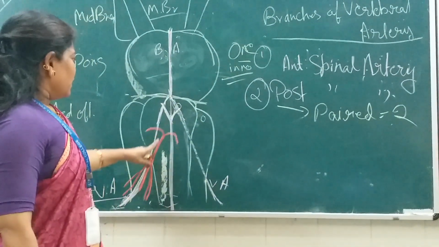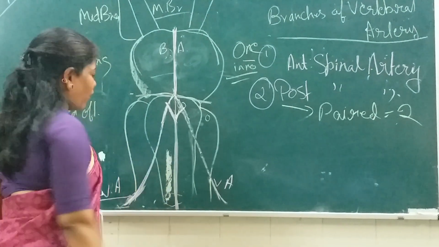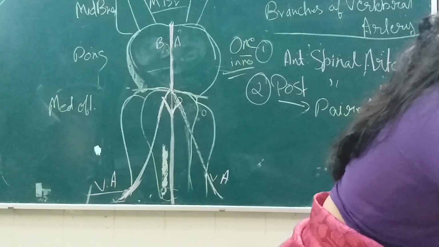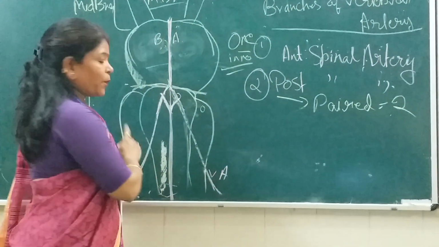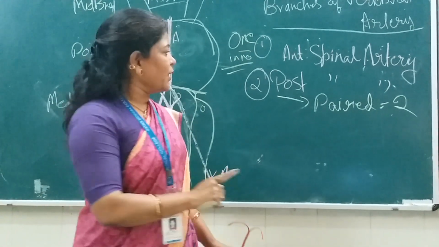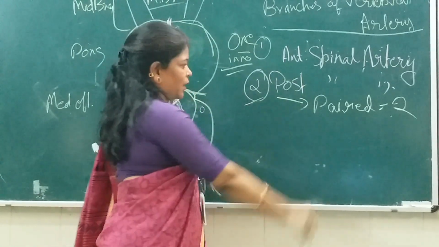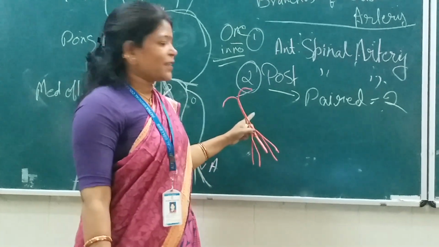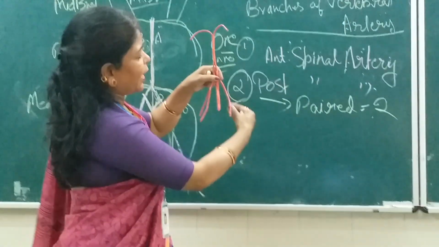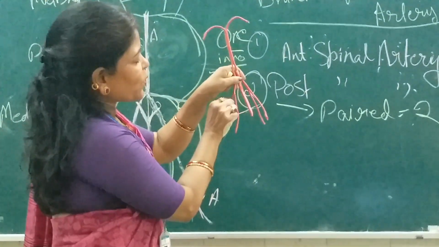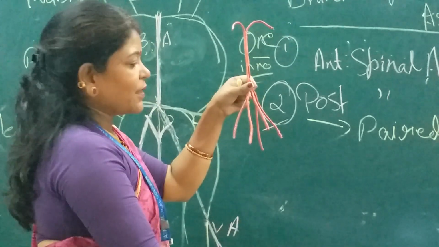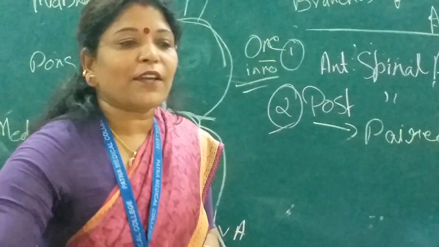Now, once the anterior spinal artery has been formed, then comes what? The posterior spinal artery. Once you say anterior spinal artery, then go for posterior spinal artery, and you have said that it is in pair. This artery is in pair. That is the posterior spinal artery. From the vertebral artery, look here, again a pair of arteries. From the posterior side of this vertebral artery, it runs downwards. And this is what? The posterior spinal artery.